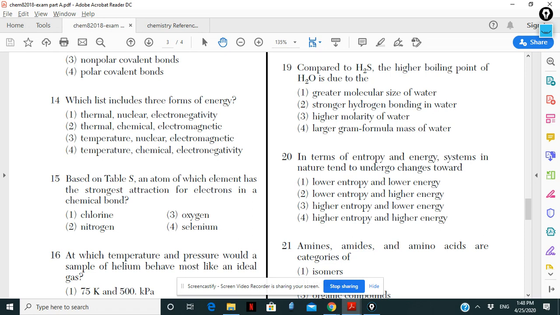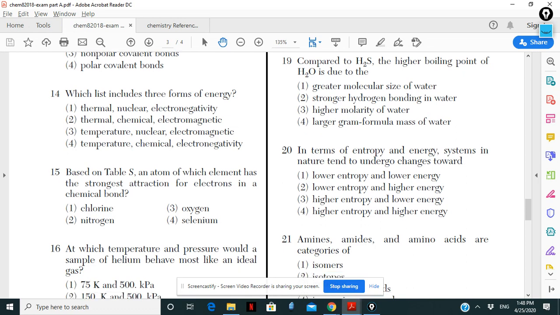Temperature, nuclear, electromagnetic. Temperature isn't an energy, it's an indication about the energy. It's a parameter for the energy. Okay, so the answer is 2 for question number 14.